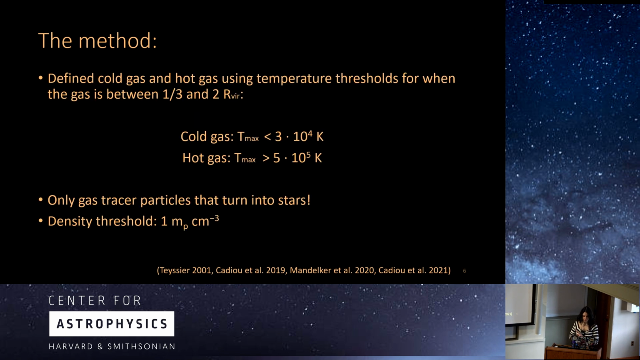And so to extract the cold gas and the hot gas, obviously I used temperature thresholds. This is the maximum temperature I found the cold filaments can reach because of the UV heating from the background. And then this is the minimum temperature for the hot gas that I used because it's just 1/2 of the virial temperature for a Milky Way-like halo. And so, yeah, I only selected gas tracers that can turn into stars at the end of the simulation.